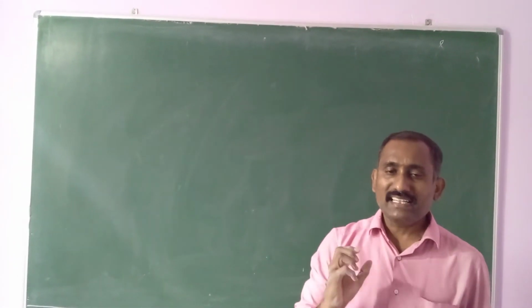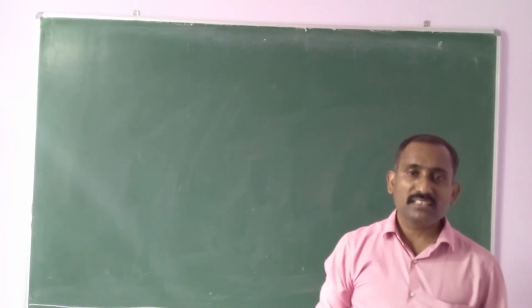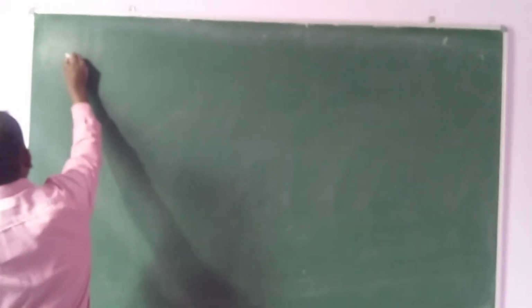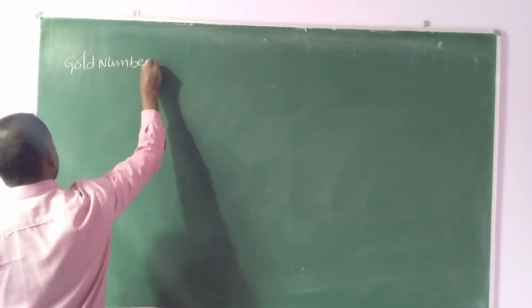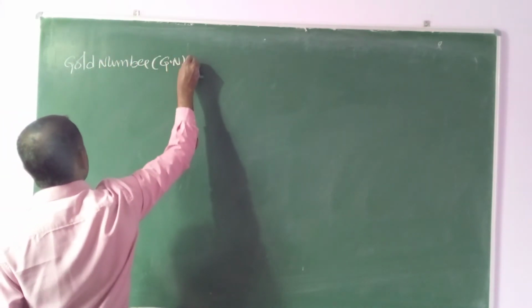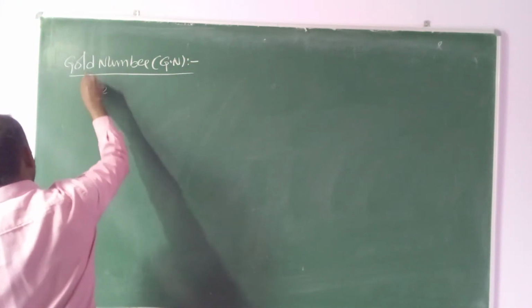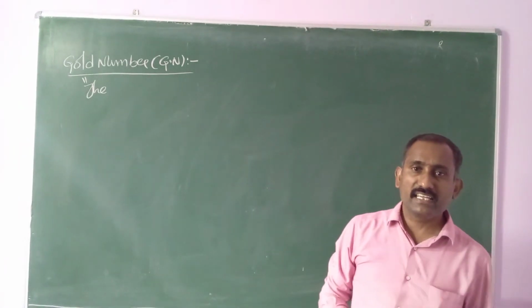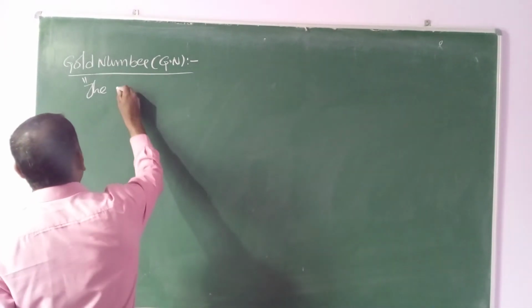So before discussing the gold number problems, what is meant by gold number? The concept is important. Here a small definition is there. Based on the definition, we will discuss problems later. Gold number, short form is GN. Sometimes in the JEE exam they ask problems based on this definition.